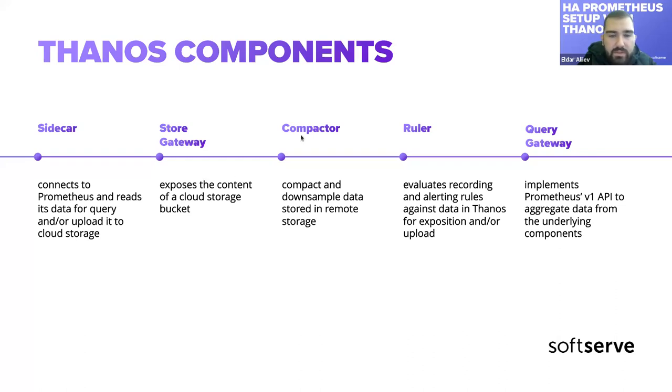Also, we have the compactor service. It's an optional component, and it allows you to compress your data in your persistent storage. For example, in the case of S3, you can use different storage tiers for your data. But in the case of bare metal or on-premise, and you use, for example, MinIO, it doesn't allow you to use storage tiers. So in that case, the compactor is the way you can save space on your storage device.